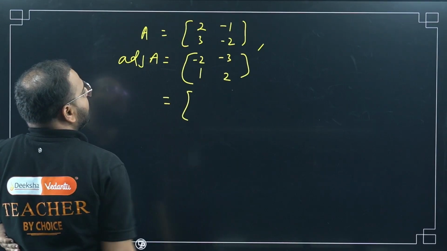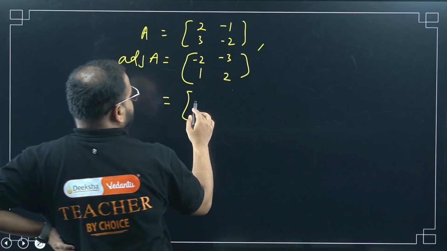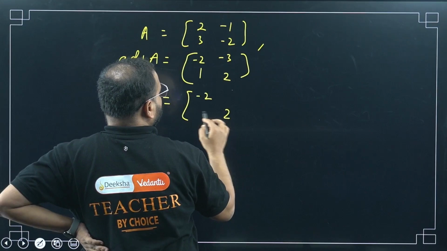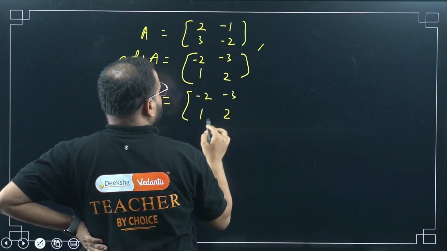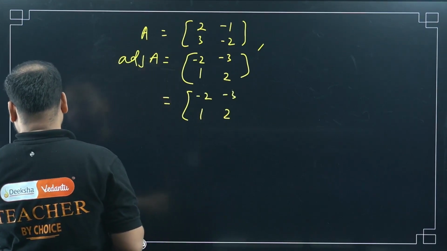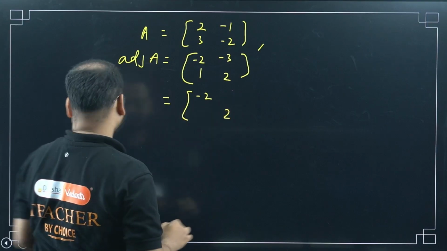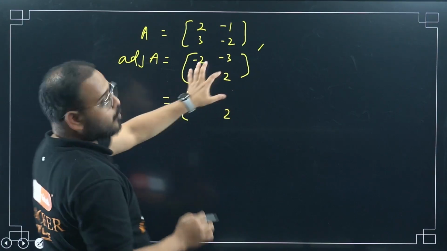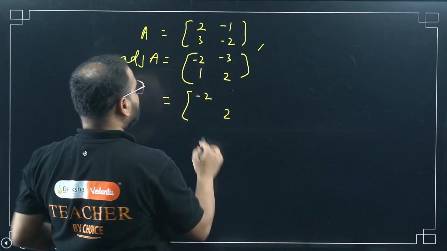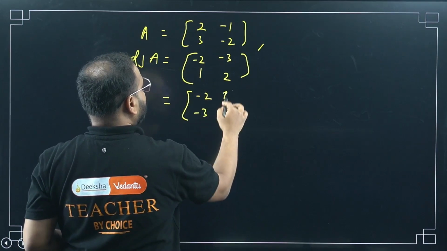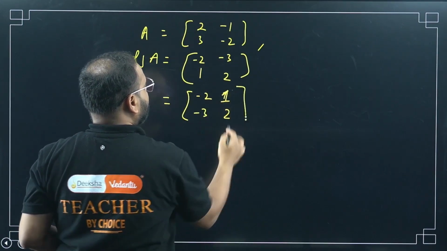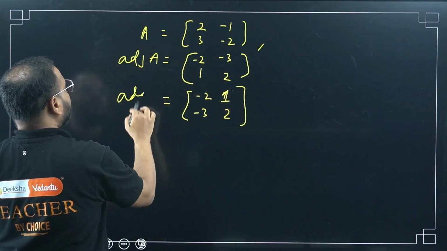This will be minus 2, 2, minus 3 and 1. Sorry, I did not transpose it. So this was the cofactor. Now I'm transposing it again. This comes here, minus 3, this comes here, 1. This is my adjoint A.